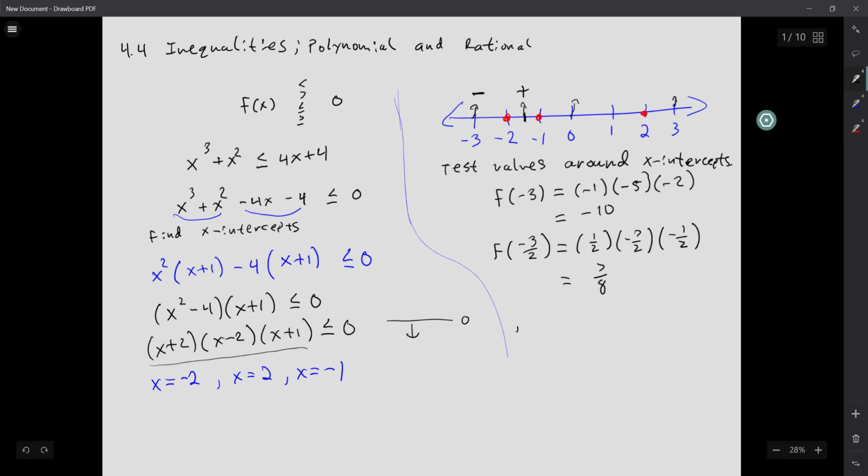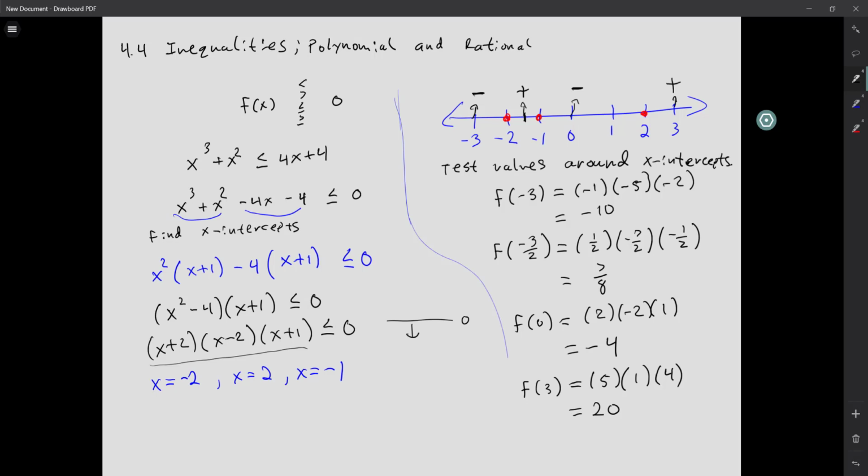What's next? f of 0 that I picked there. If I plug in 0, I'll get 2 times -2 times 1, which is -4, which is a negative number. And lastly, I need to plug in 3. That'll give me 5 times 1 times 4, which is 20, which is positive again.